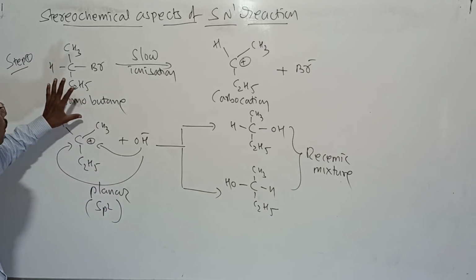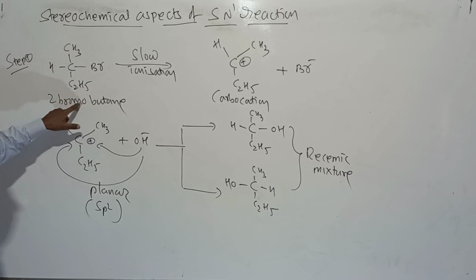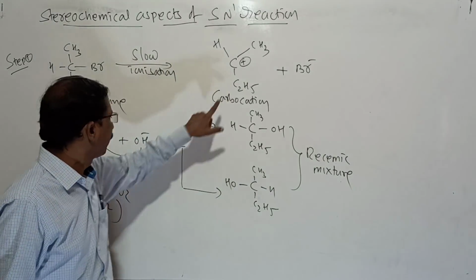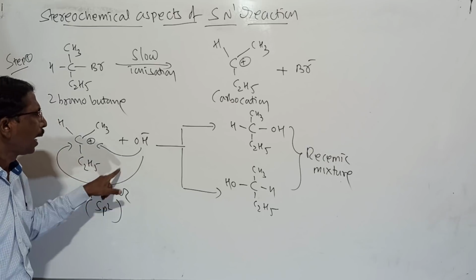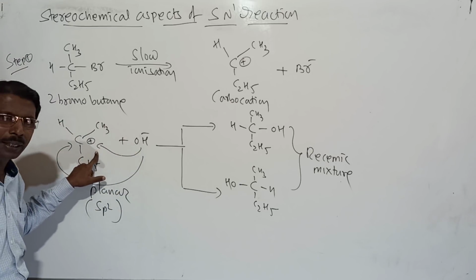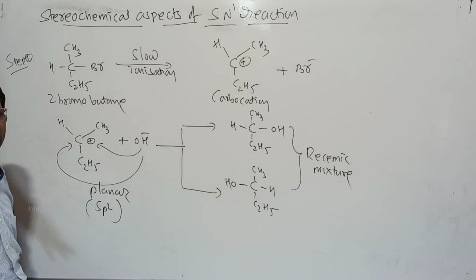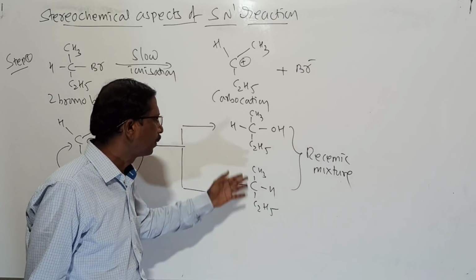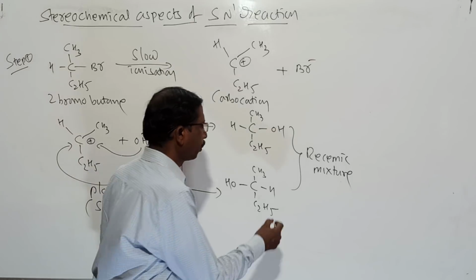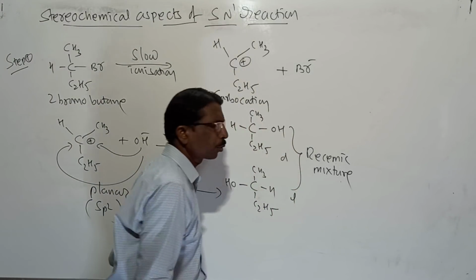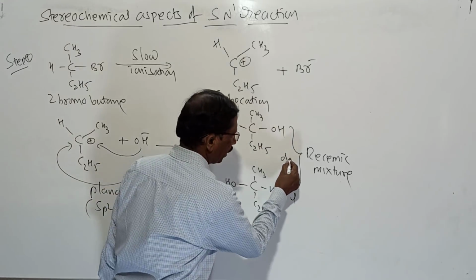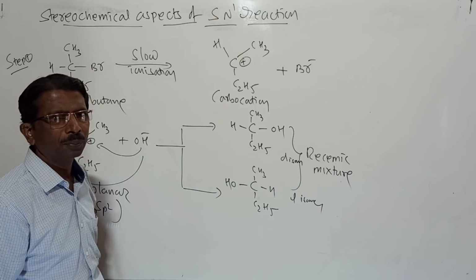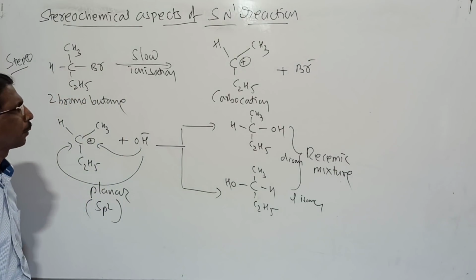Is that clear? So, the stereochemical aspect of the SN1 reaction. I have taken the example of 2-bromobutane, which undergoes slow ionization forming a carbocation that is planar and sp2 hybridized. The OH minus nucleophile attacks from either end because it is planar, and then it forms these two products. It is called a racemic mixture of the D and L isomers. So it is called the stereochemical aspect of the SN1 reaction.